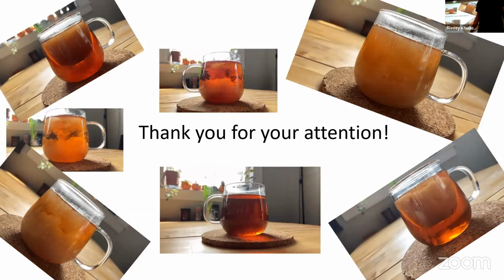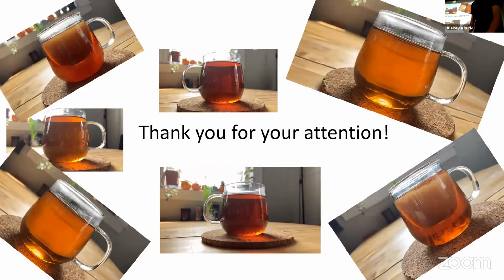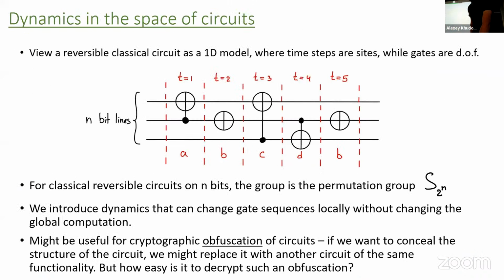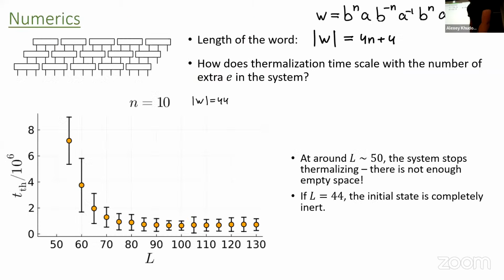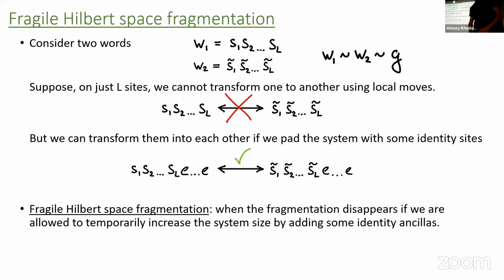Can you go back to that slide of the fragmentation? Oh, this one. Yeah. So this is very similar to the confinement-deconfinement problem. So I'm just asking, have you tried calculating the density of words that are equivalent to the identity when you increase the word size?